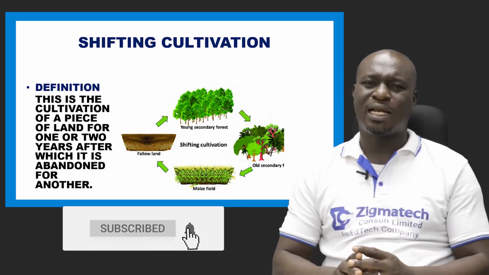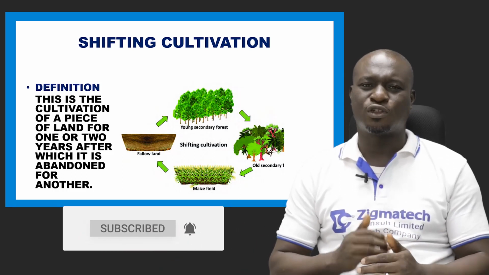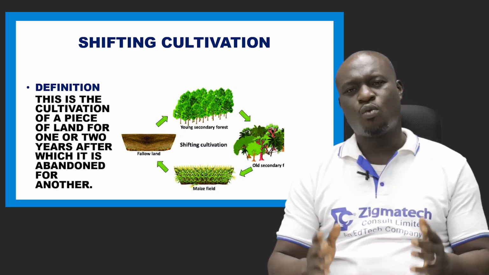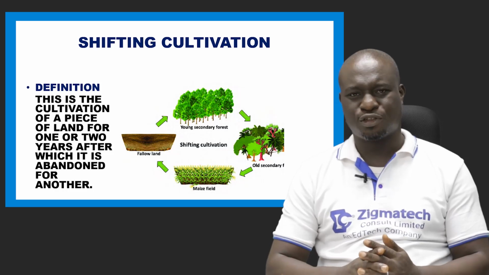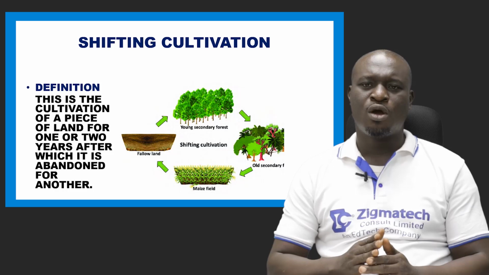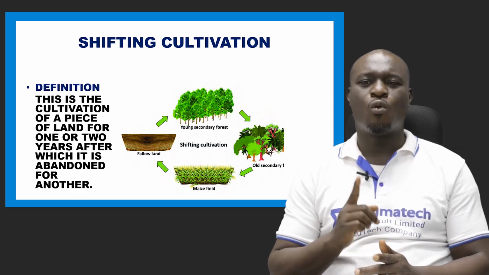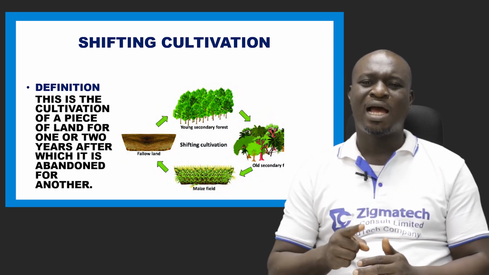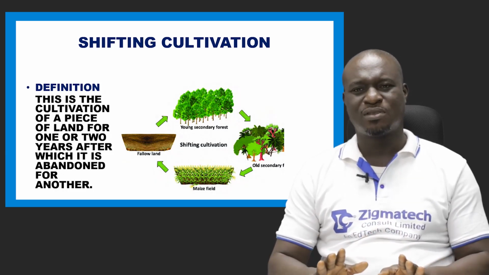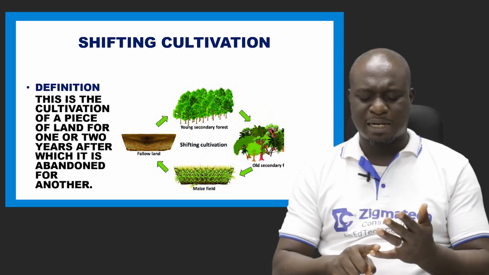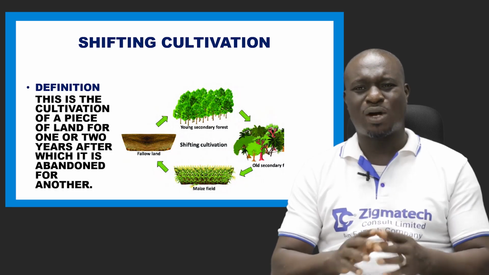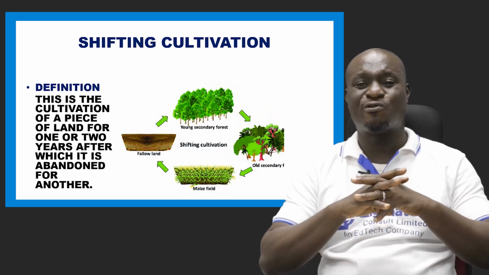The next one on the line is shifting cultivation. What actually is shifting cultivation? Shifting cultivation is the cultivation of a piece of land for 1 or 2 years, after which it is abandoned for another. You cultivate that particular land for 1 year, or for 2 years. After that, you allow that particular land to remain fallow.